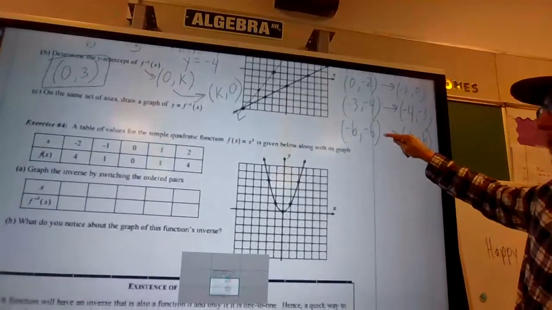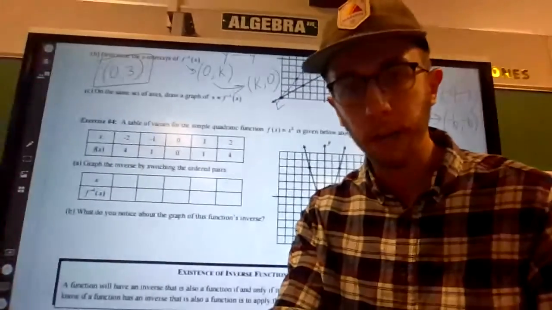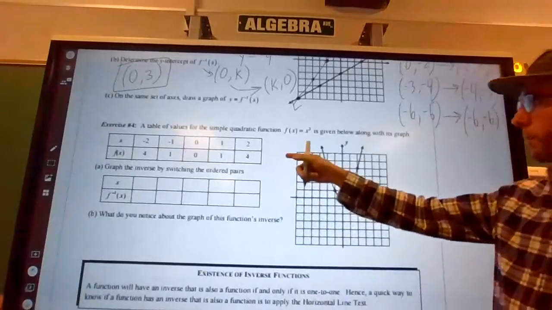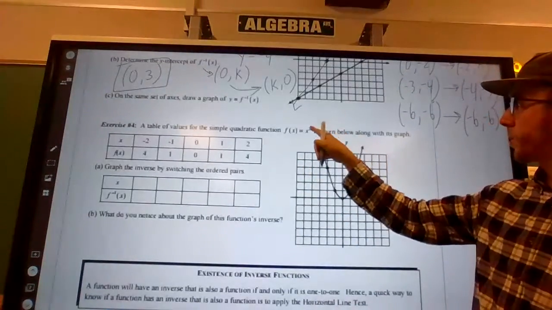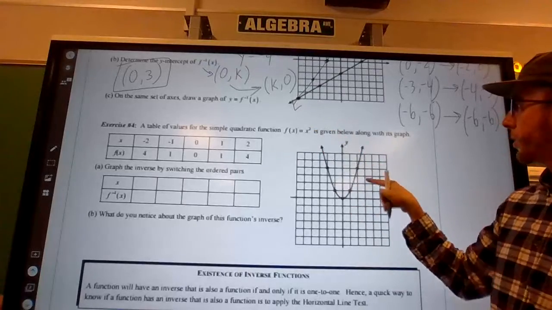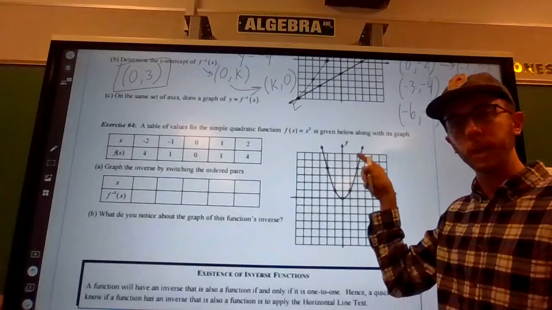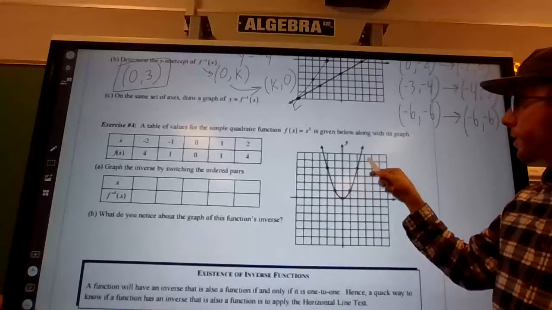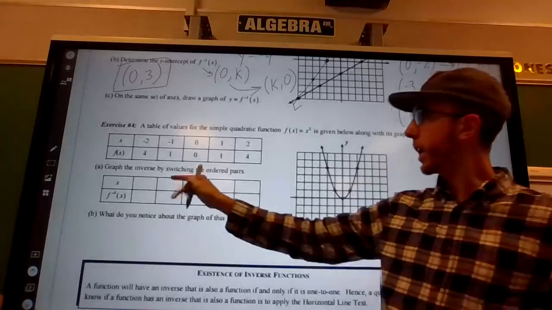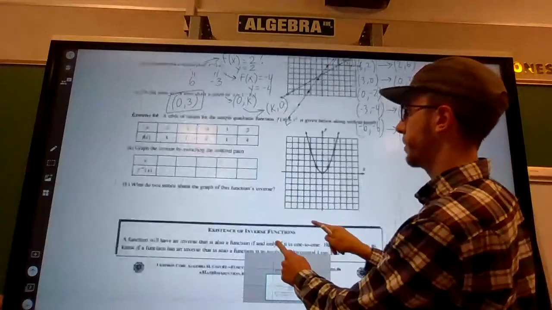Alrighty, last one here. You guys still with me? All right, here we go. Table of values for the simple quadratic function, f of x equals x squared. X squared means this is quadratic. This is given below along with the graph, this nice, pretty parabola. So this is our original function, f of x, and here we have our table of values. Zoom in a little bit.